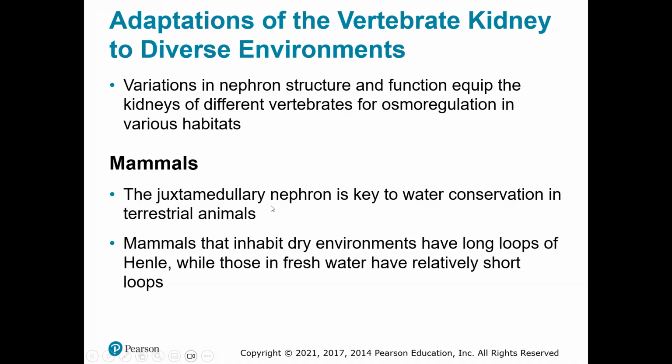And the juxtamedullary nephron is the most important one because the juxtamedullary nephrons have the longer loops of Henle. And mammals that inhabit dry environments have even longer ones. And the ones in freshwater have short ones because, again, in freshwater, they have plenty of water, so they don't need to conserve as much water as animals that live, say, in the desert.